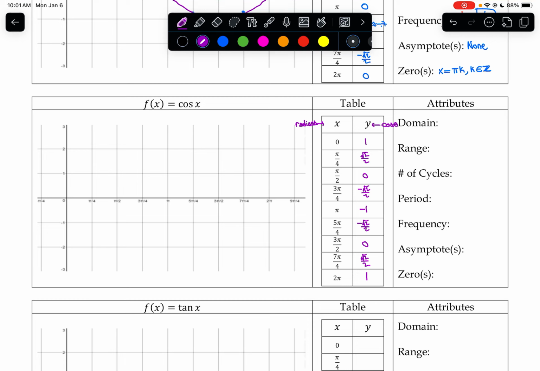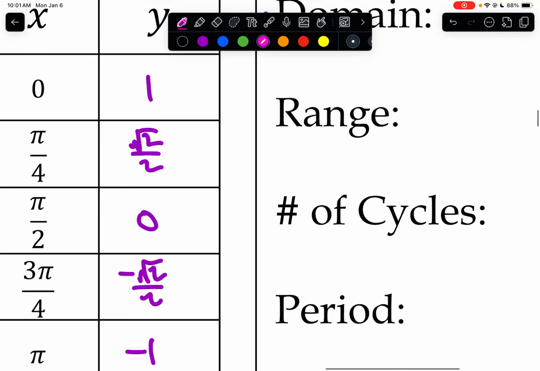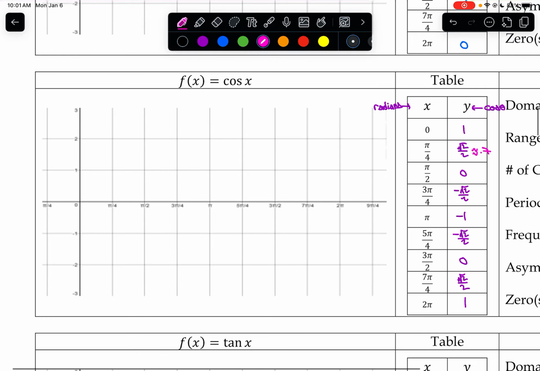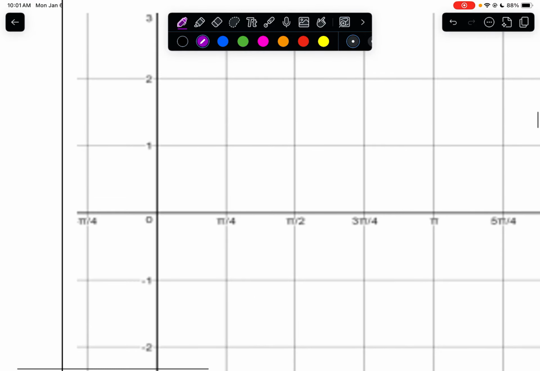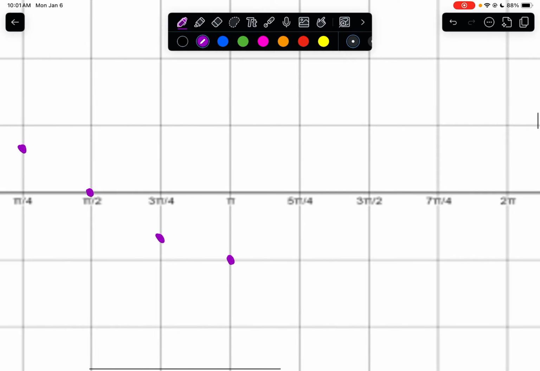Okay, so now when I graph all these values, so quick recap, root 2 over 2 is going to be about 0.7. So when I plot these points, so at 0, 1, then 0.7, 0, negative 0.7, -1, and hopefully you can kind of see a pattern as to what your graph is going to look like.